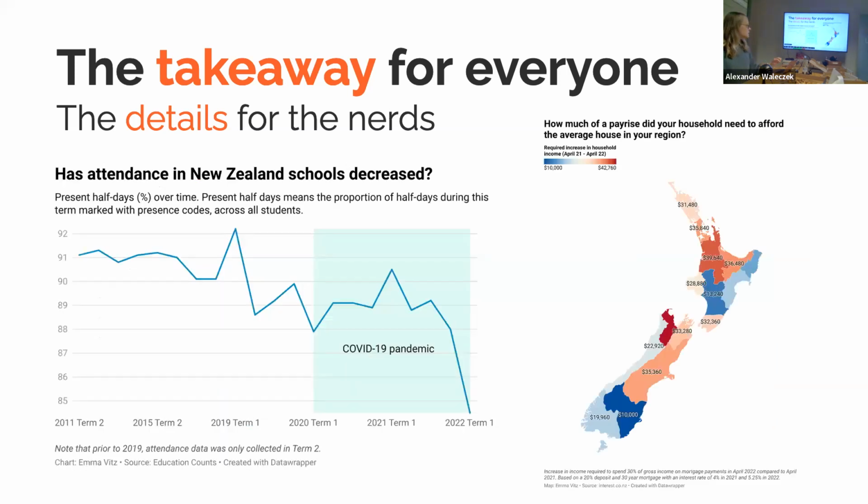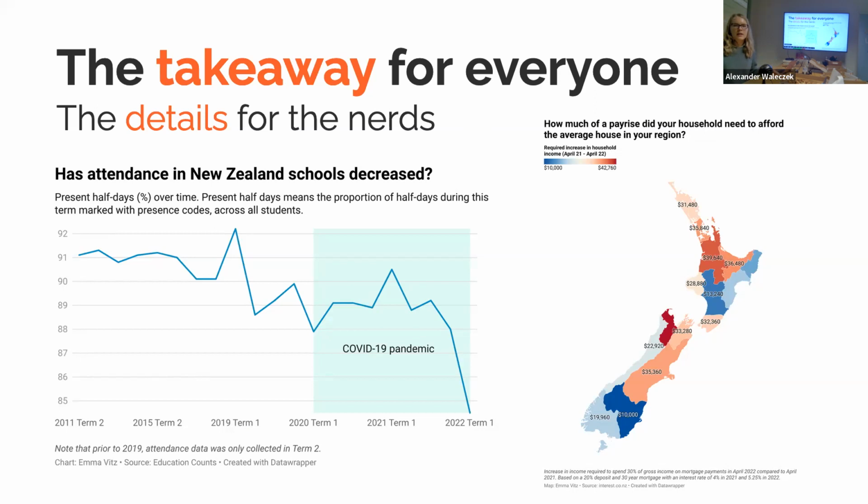So these are a few examples of my own visualizations where I've used this kind of technique. The first one on the left is about attendance in New Zealand schools, looking at whether it has decreased. The subheader talks about present half days, which is how this is measured, across all students. So you can dig into the details once you're engaged in the visualization as a whole.